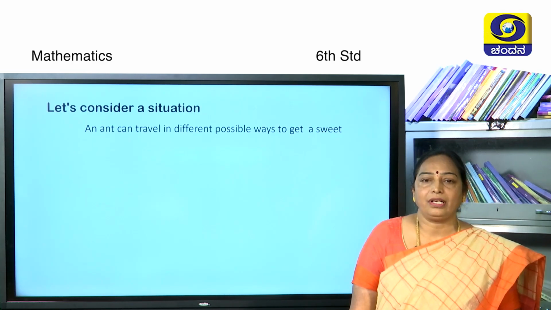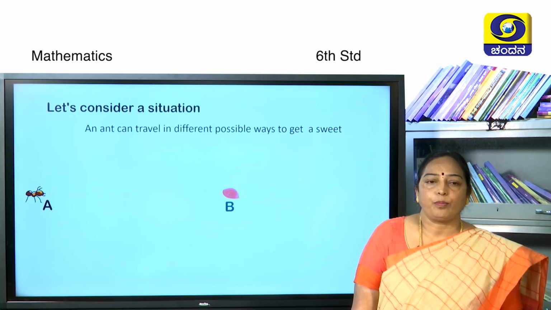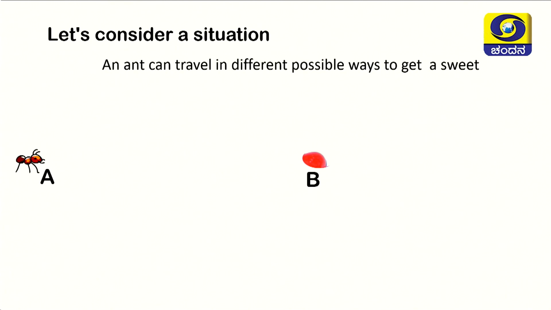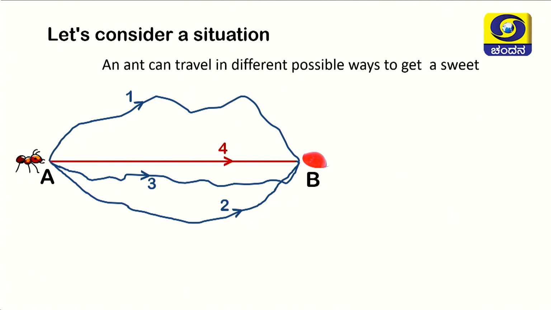An ant can travel in different possible ways to get a sweet. The ant is at the point A, the sweet is at the point B. The ant can travel in different possible ways to get the sweet. First way, second way, third way and fourth way. Here the ant will get 4 ways: 1, 2, 3 or 4.